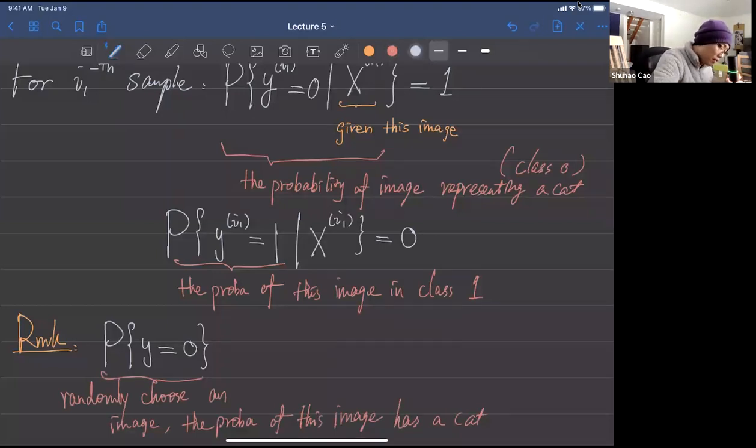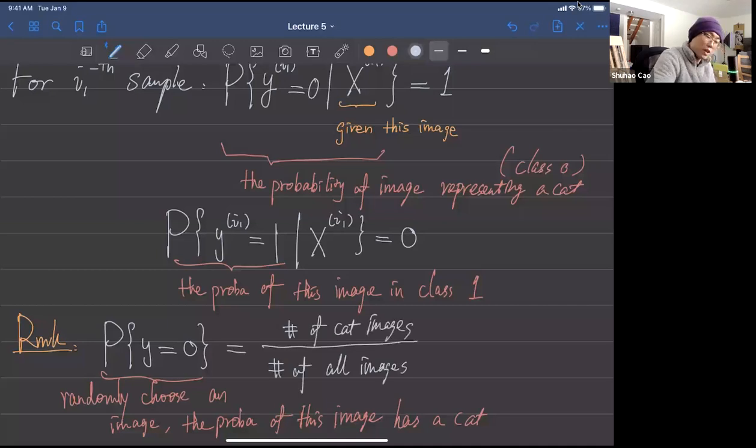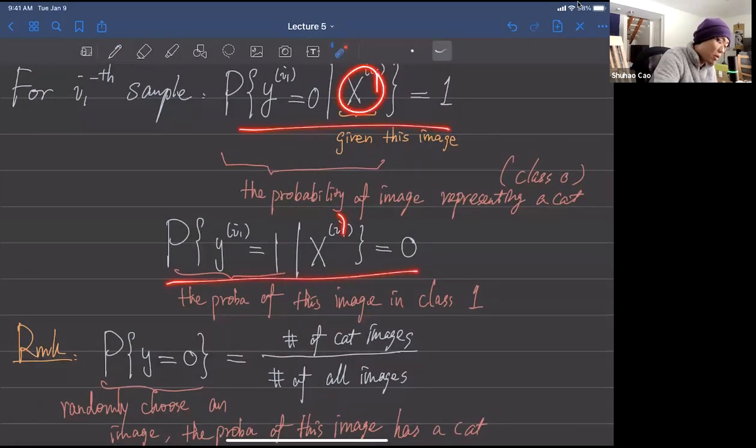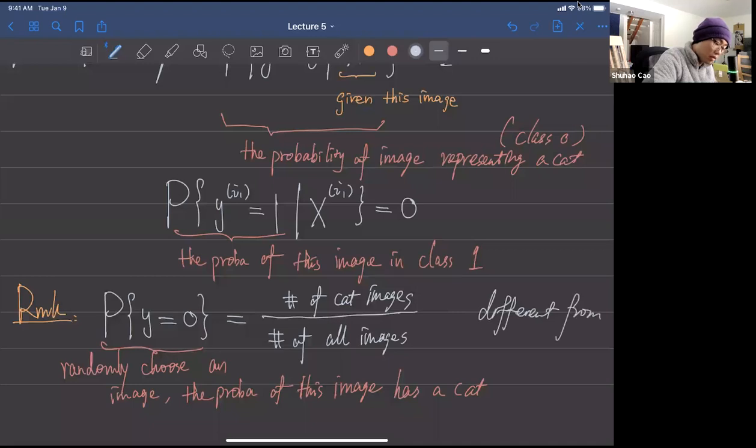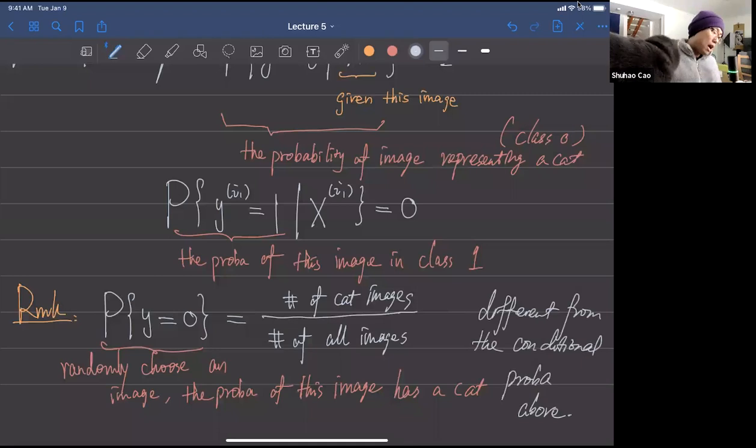Suppose we have, say, a thousand samples. If we learn probability, we know this is an absolute probability. It's basically the number of cat images divided by the number of all images. It's different from the conditional probability, where we are given a sample. This absolute probability is: if we sample randomly, what is the chance we obtain a cat from this pile of images? So it's different from the conditional probability above.